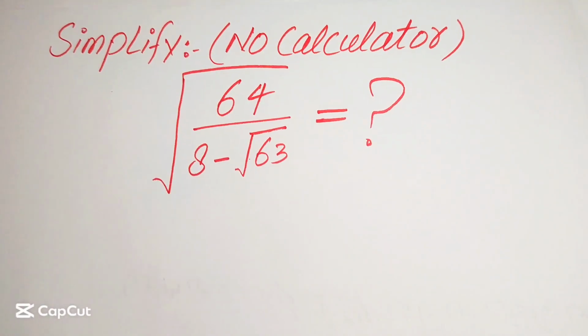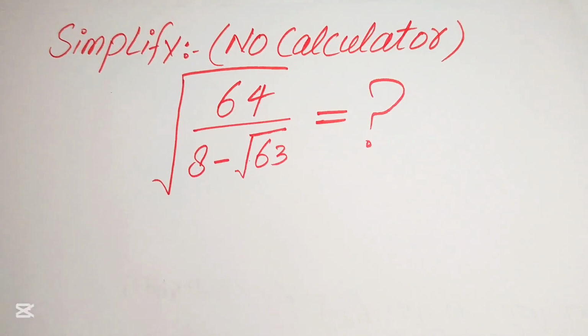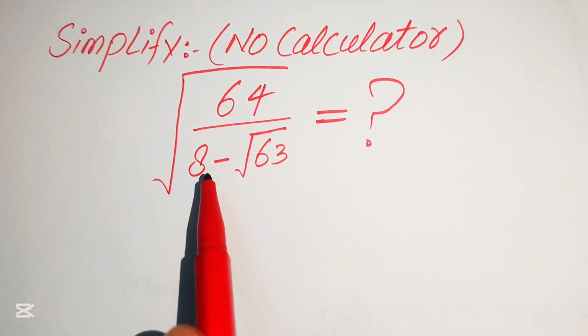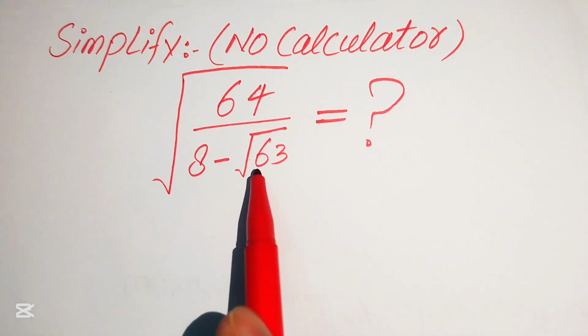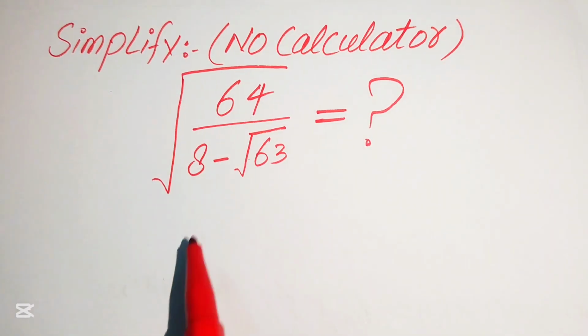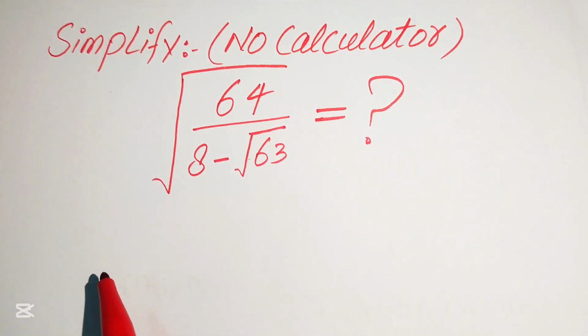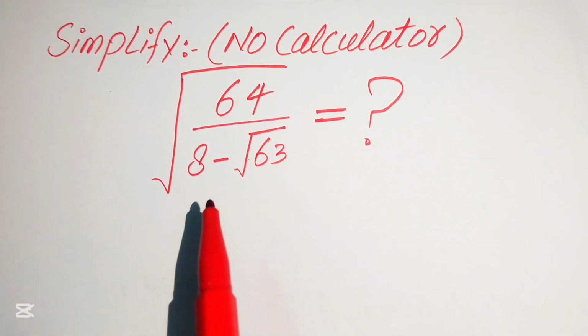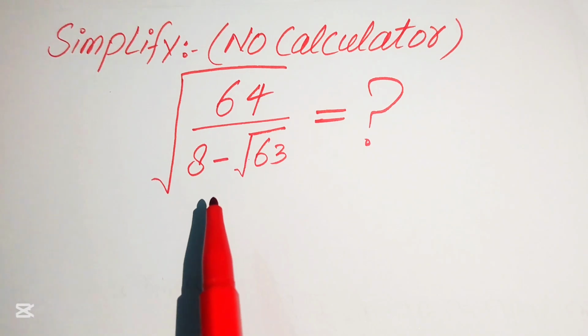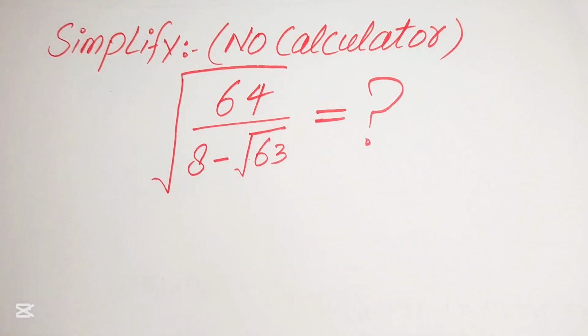Hello everyone, how to simplify this nice algebraic expression. So if we have 64 divided by 8 minus square root of 63, and its whole square root. Calculator is not allowed in this problem. So without using the calculator, we write this algebraic expression into the simplified form.